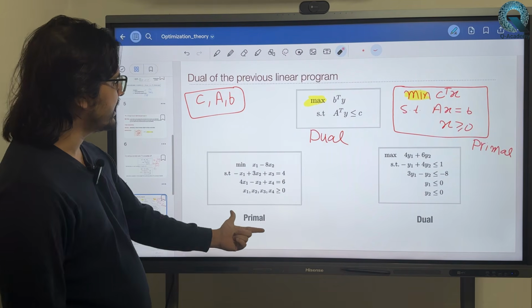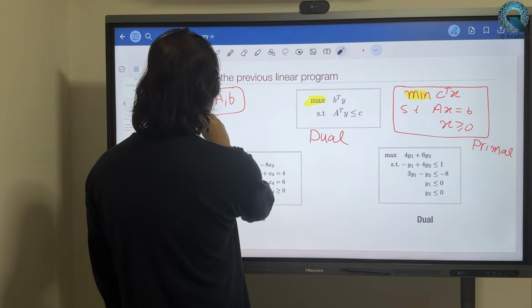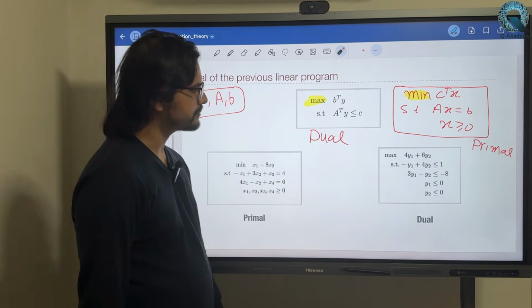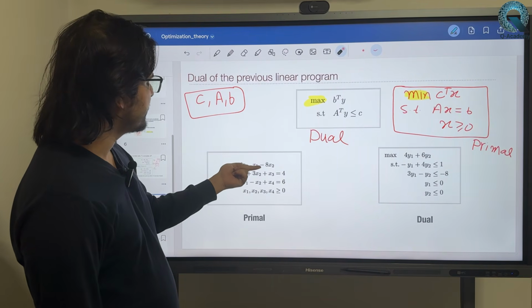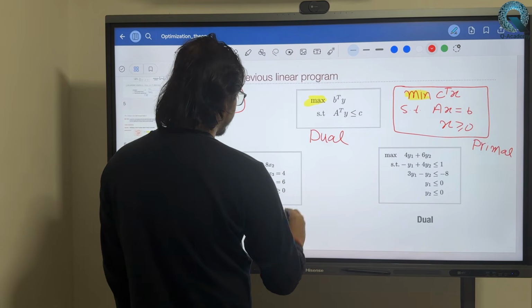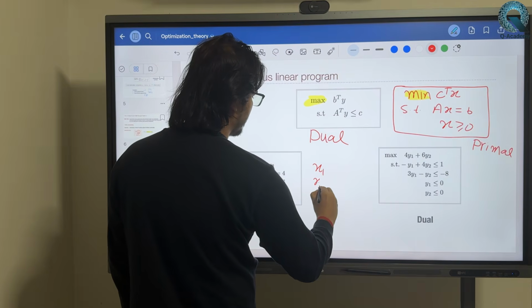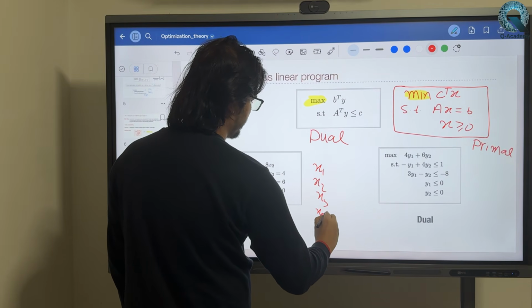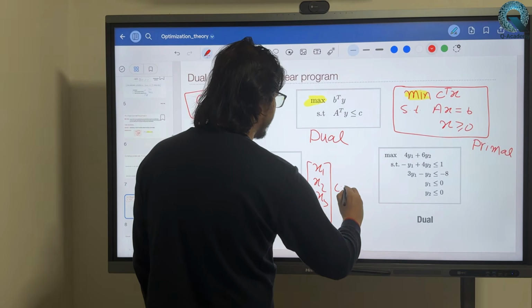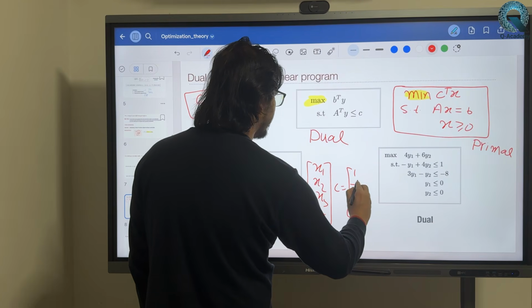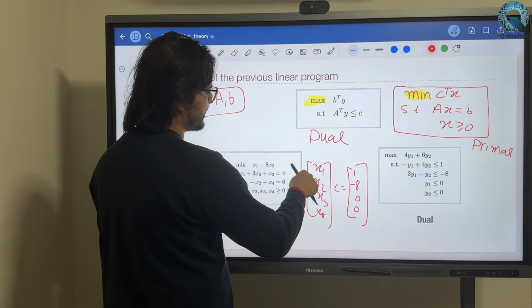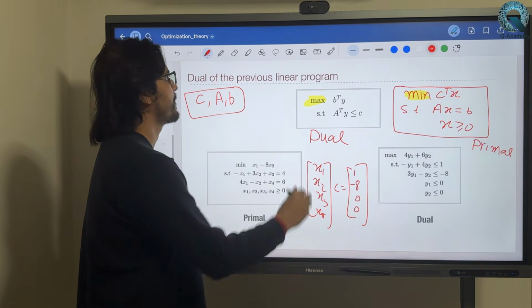You can take this one, and from here you can extract your C, A and B, and write the dual formulation. For example, first let's write the decision variables. The decision variable corresponding to primal is x1, x2, x3, x4. This is your decision variable, and the C vector that you have is 1, -8, 0, 0. So you notice that C transpose X will be x1 - 8 x2. You can see from here.